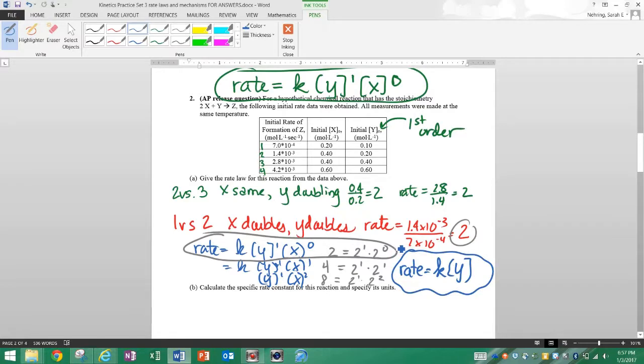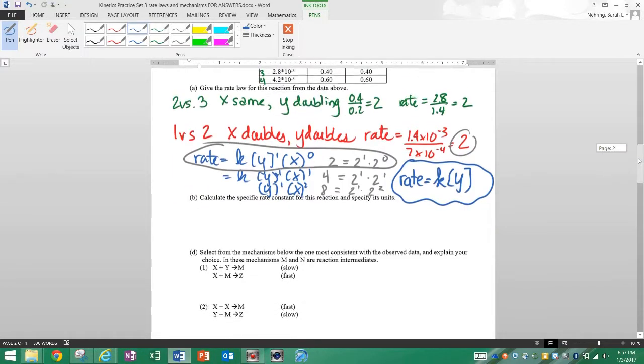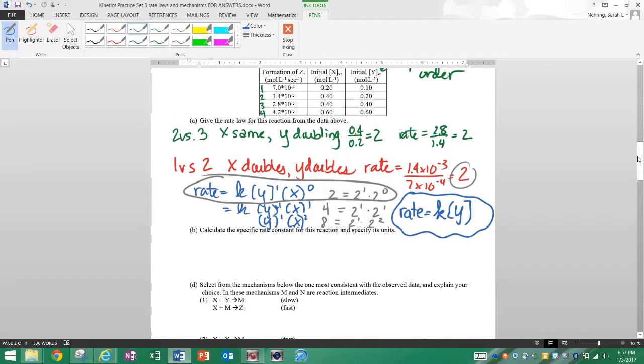Okay, so calculate the specific rate constant. That means find the value of k. So to do this, we just choose a data set. Let's choose data set 1, and we just plug in numbers. So rate is 7 times 10 to the negative 4th molarity per second, equals k, and then y is 0.10 molarity. So I'm going to solve for k. I'm going to divide both sides by 0.10 molarity.